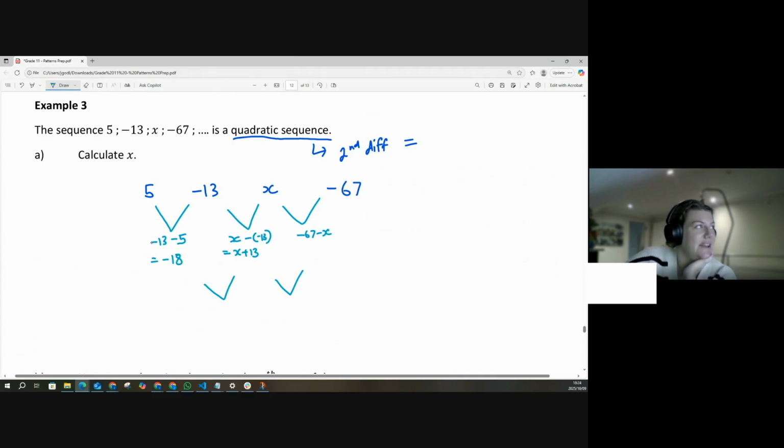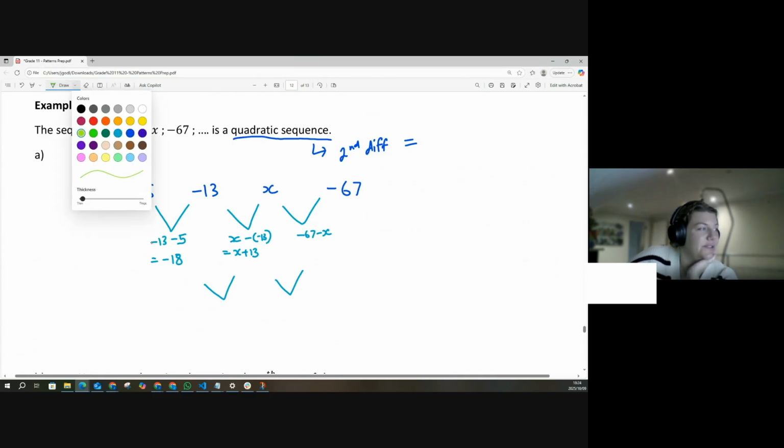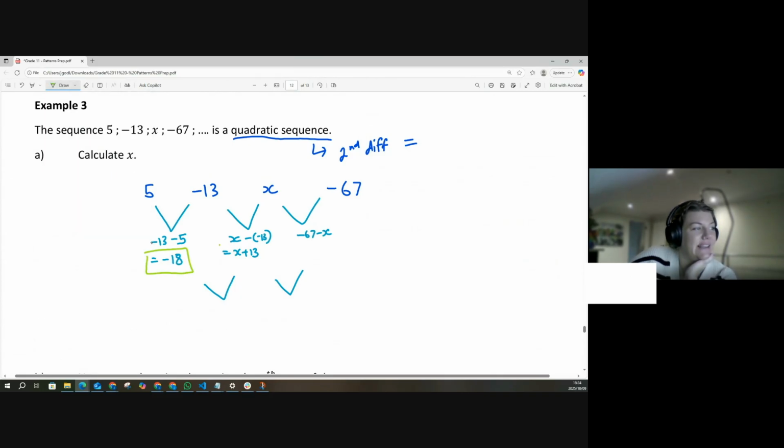Did you get to the same point as this? So do you have your negative 18, x plus 13, and negative 67 minus x for your first differences? If you didn't get those, that might be where things went wrong. Okay.